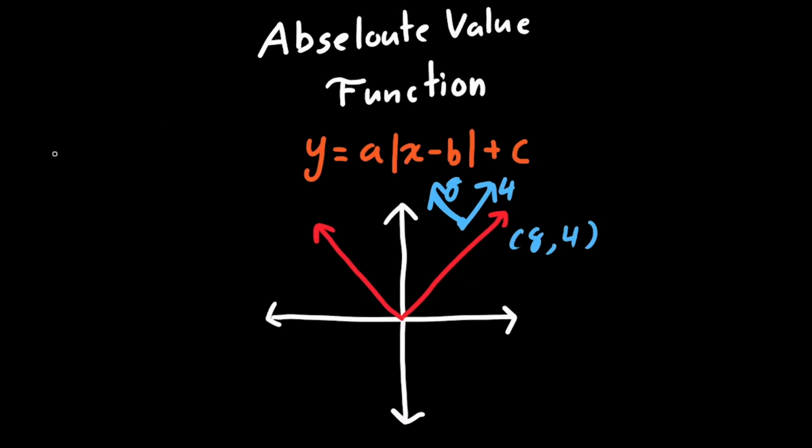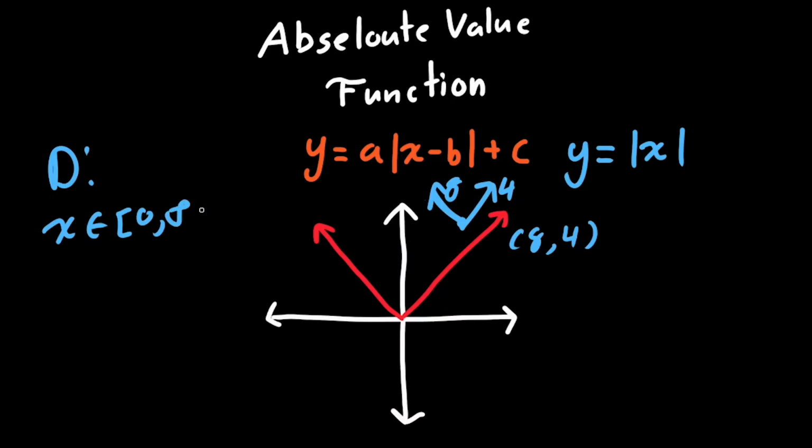And so in this scenario, the domain for the parent function of y is equal to absolute value of x is going to be the same: the domain, x, includes 0 to infinity, and for the range, y includes 0 to infinity as well.